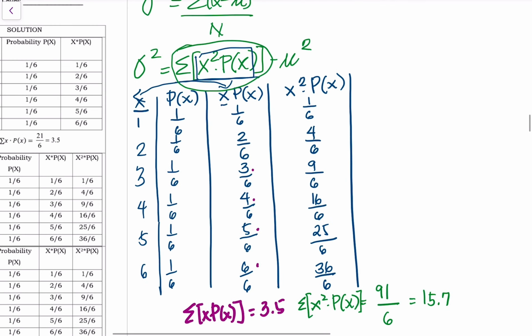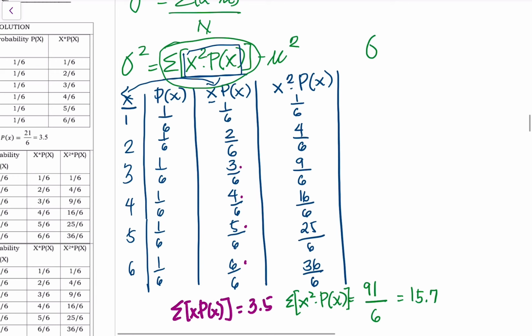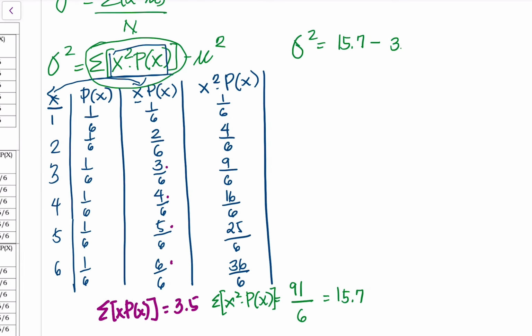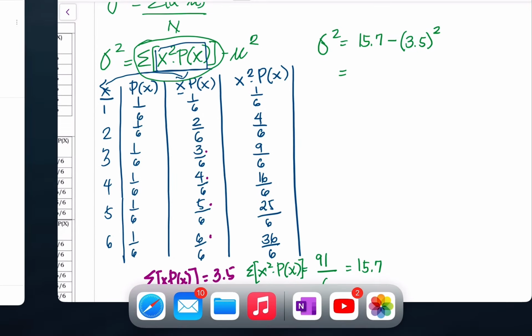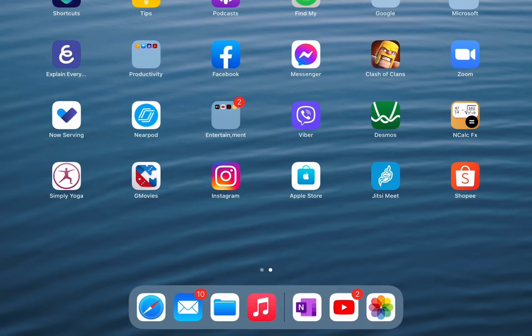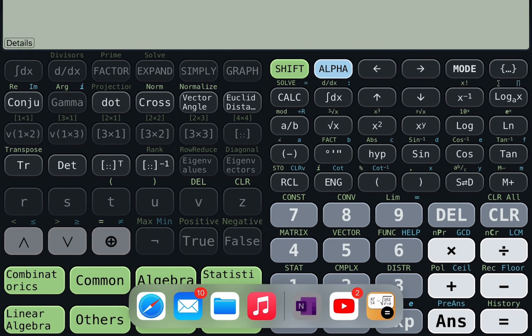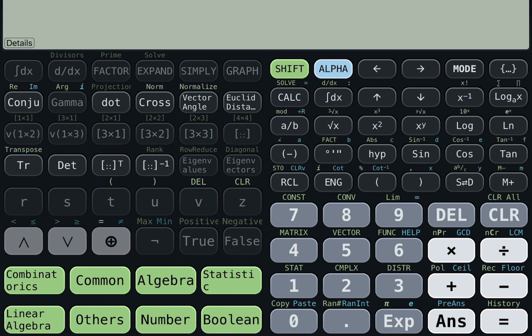So, let's just now substitute. For our variance, for summation x squared p of x, we say that that is 15.7 minus, a while ago, we've got 3.5, right? So, we just need to copy 3.5 and then raise to the second power. We could use calculator here, or you may not. So if I'm going to use my calculator, okay, clear.